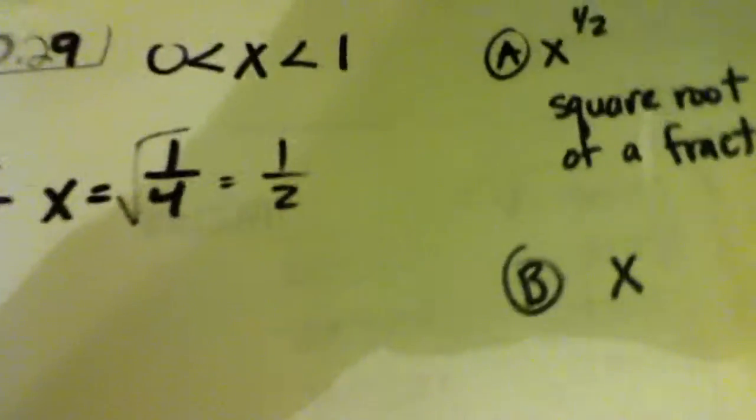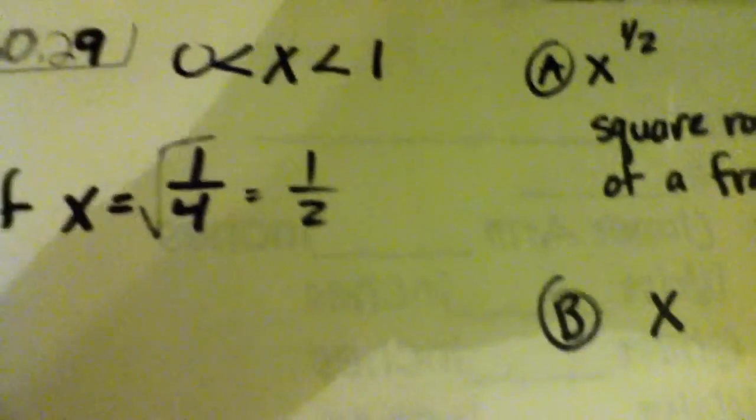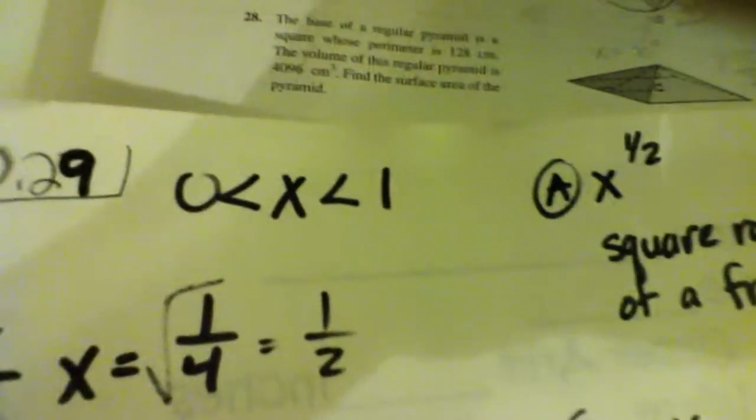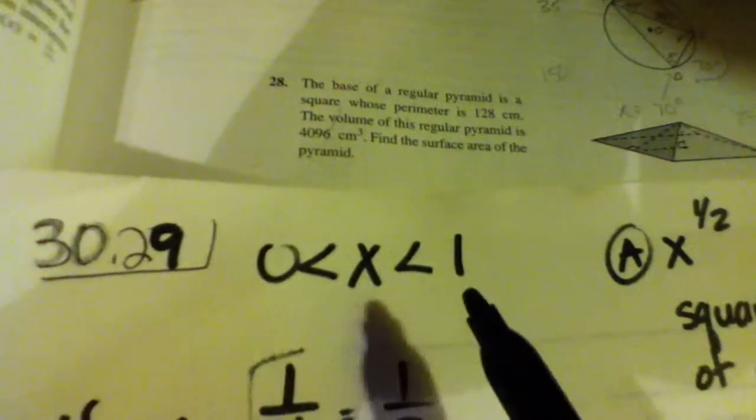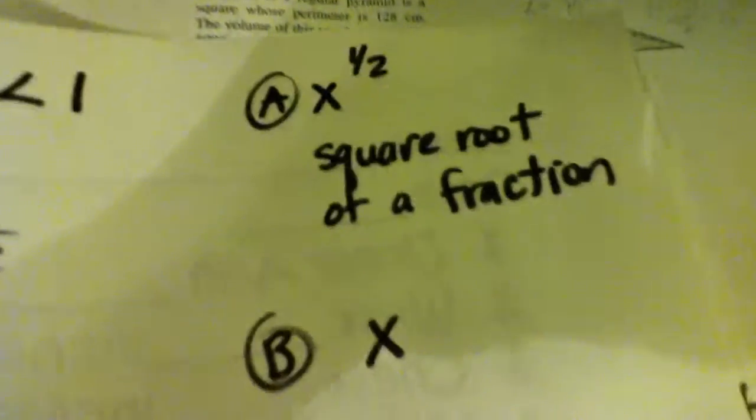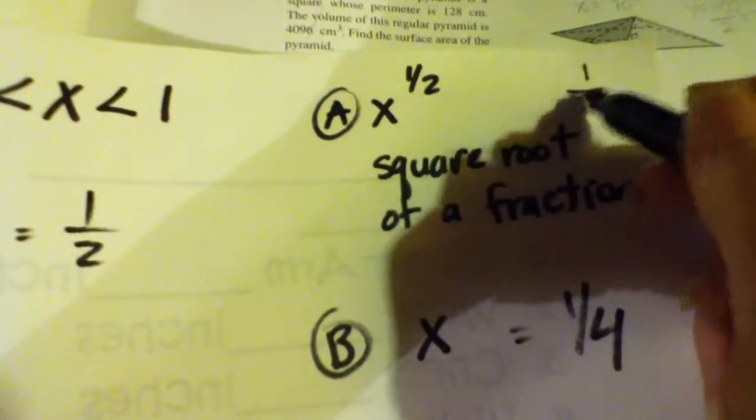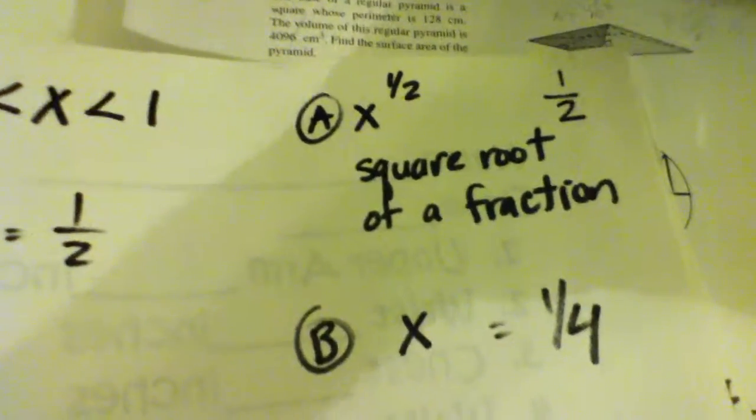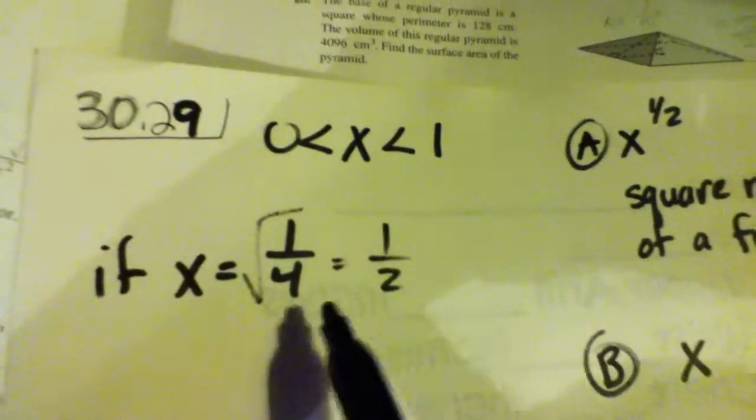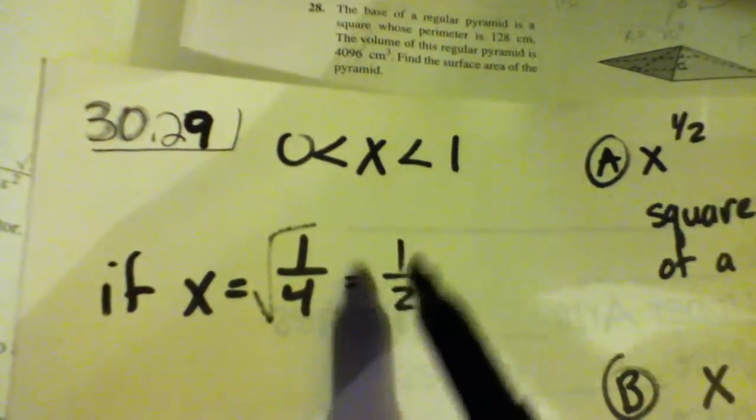So in other words, let's pretend that X was a fourth, because a fourth's a nice root to take. So if X were a fourth, that would be between 0 and 1. So if X was a fourth and I compared X to the square root of X, X would be a fourth, but the square root of X would be a half, right? How is that? Because if I took the square root of a fourth, the square root of 1 is 1, the square root of 4 is 2, I'd get a half.